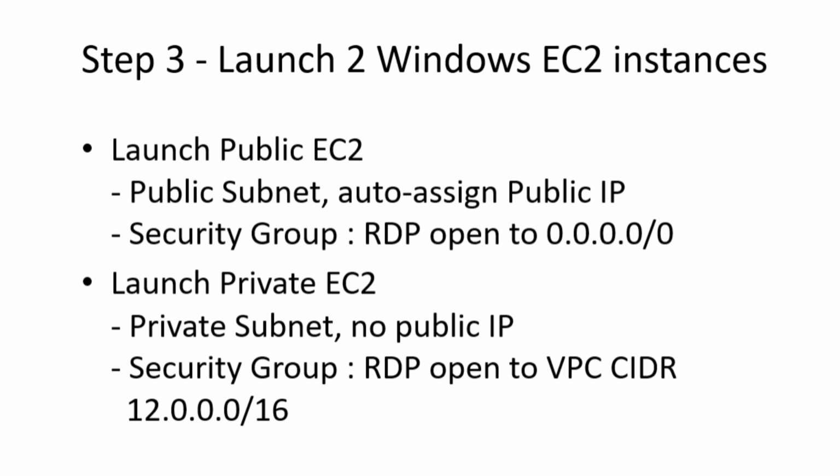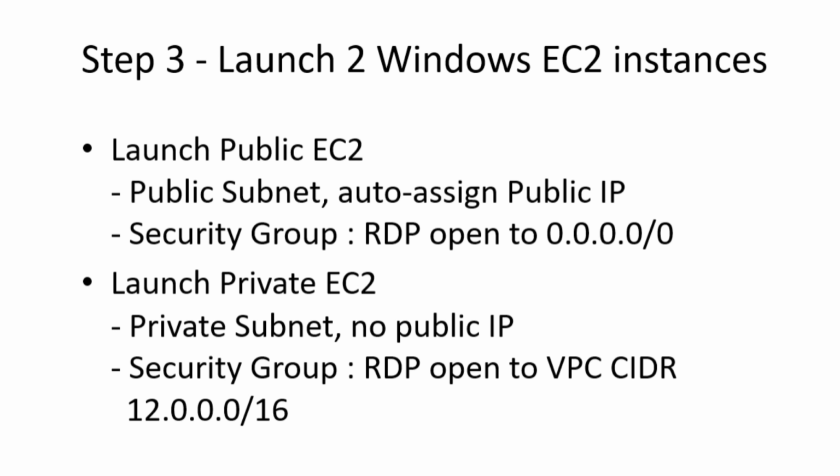In Step 3, we launch 2 Windows EC2 instances. First, the public EC2 instance. Place it in the public subnet, enable auto-assign public IP, and configure the security group to allow RDP from 0.0.0.0/0. Next, the private EC2 instance.